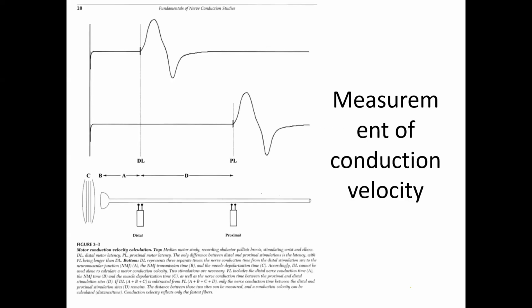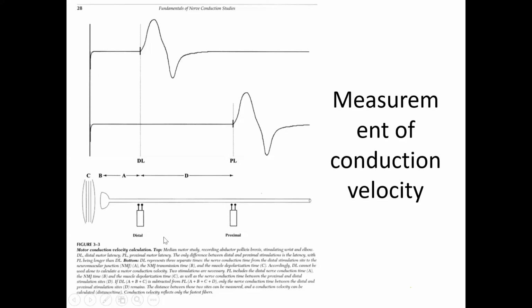So for example, this is the distal stimulation site and this is the proximal stimulation site. Here you give a stimulus and there is a CMAP. And then here you give a stimulus and there is a delay and then there is a CMAP. Now what you are going to do is subtract the latency of the distal from the proximal, and the distance between the distal site and the proximal site you calculate by measuring tape, and you can put that value in and you will get the conduction velocity.